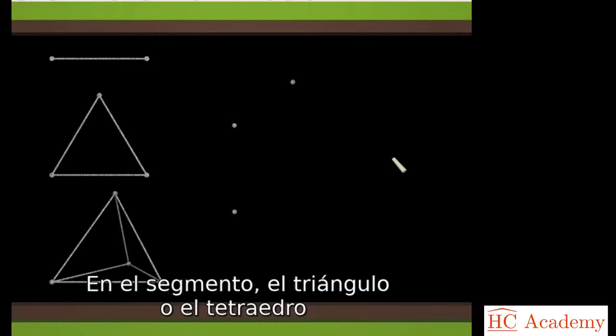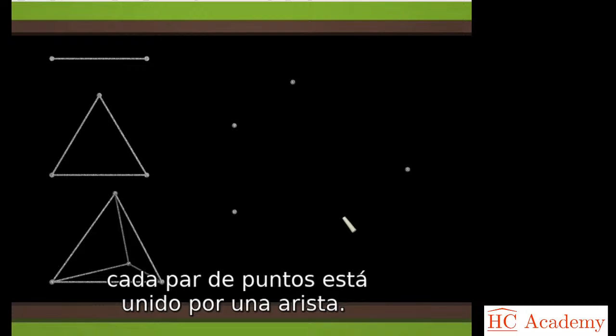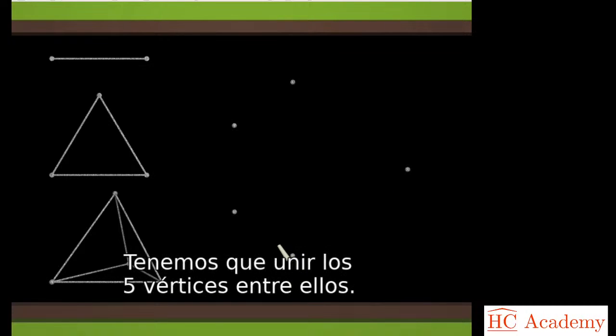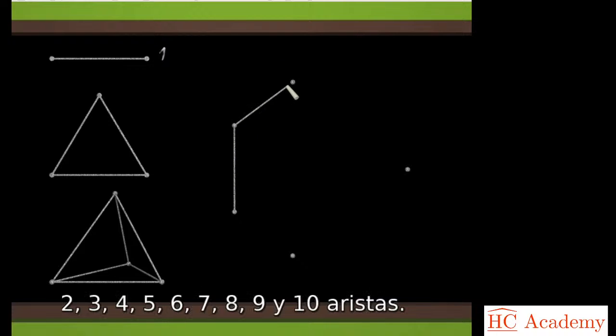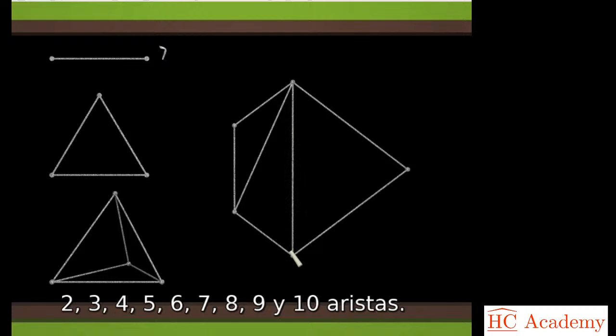Let's go then. For the segment, the triangle or the tetrahedron, an edge connects each pair of vertices. So we have to connect the 5 vertices in pairs. We count 1 edge, 2, 3, 4, then 5, and we stereographically project onto the plane of the lizards so that our 2-dimensional friends may enjoy the spectacle. 6, 7, 8, 9 and 10 edges.